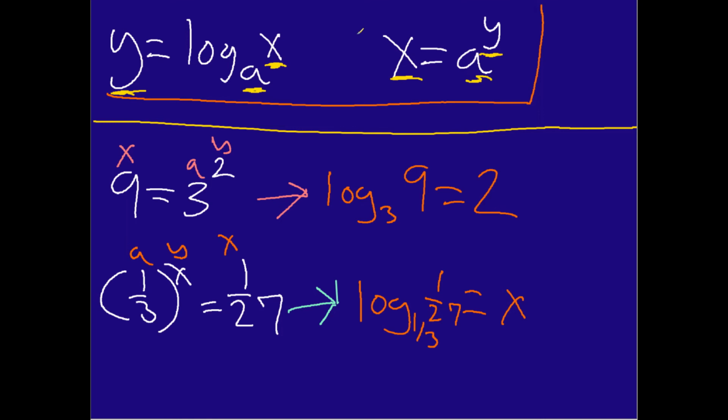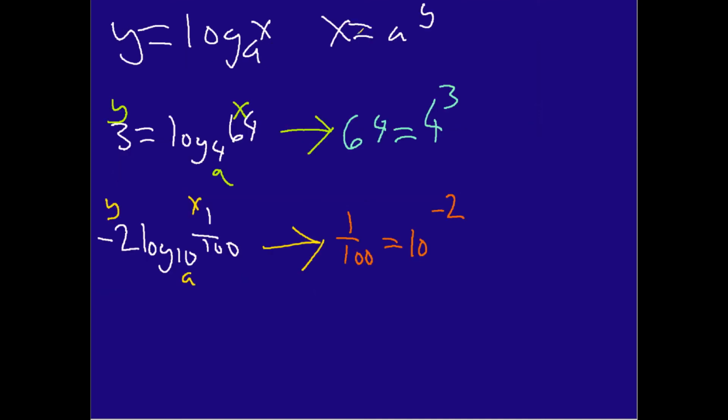So on this screen, we went from exponential form to logarithmic form. And you can see right here what happened. And then on the second screen, we went from logarithmic form to exponential form. And again, in this entire video, there was no calculating at all. It was simply rearranging numbers and putting them in the appropriate space to get the equivalent form. That's it.